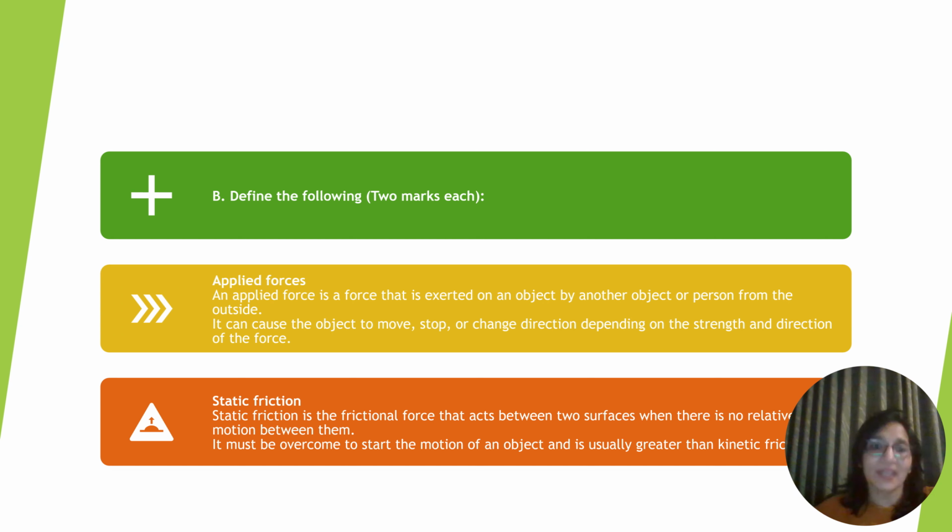Applied force. An applied force is a force that is exerted on an object by another object or person from the outside. It can cause the object to move, stop, or change direction depending on the strength and direction of the force. Next, what is static friction? It is the frictional force that acts between two surfaces when there is no relative motion between them. It must be overcome to start the motion of an object and is usually greater than kinetic friction.